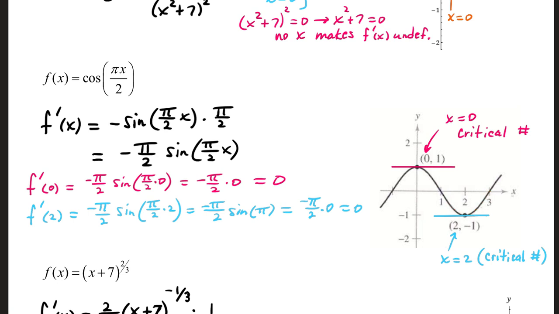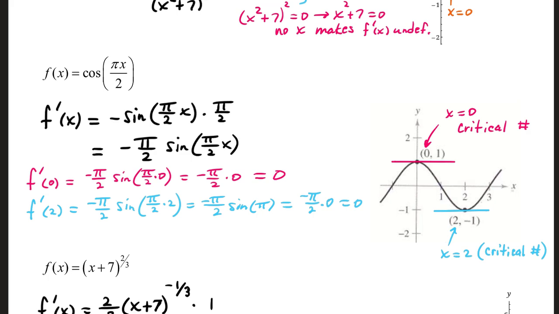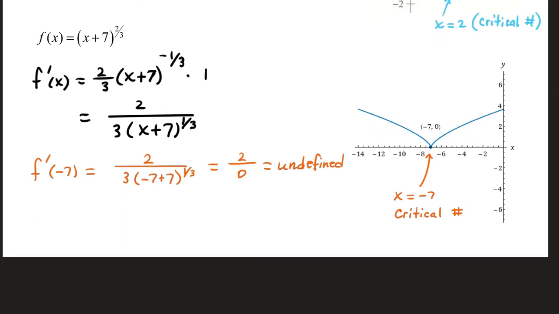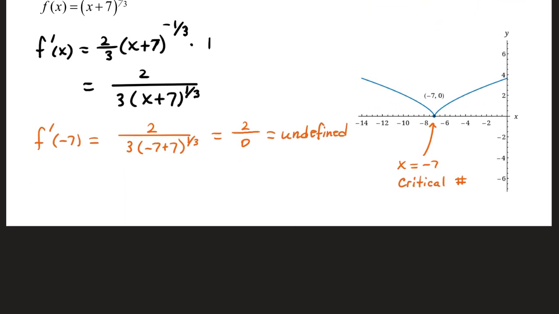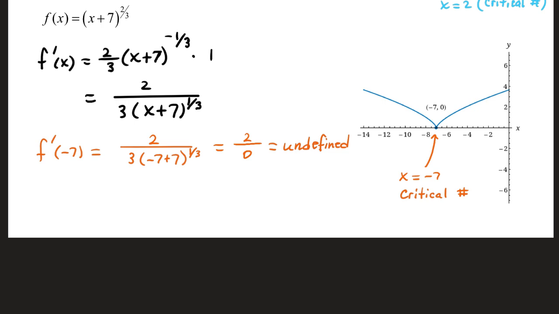Not all graphs are smooth. Some have sharp turning points called cusps. You can also call it a kink if you like. That's this last example. Sorry that bleeds into the problem at your upper right. Let's take the function (x plus 7) to the 2/3 power.